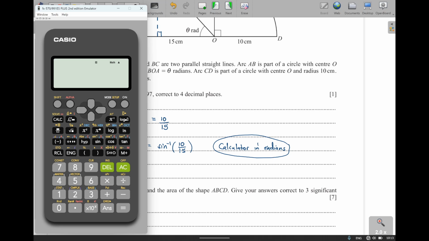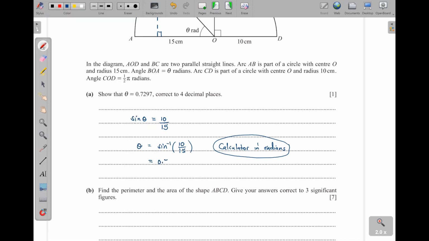So I'll get my calculator and then we get the answer. My calculator here is in degrees, so I have to change it to radians. Shift, then mode, rad is 4, and then I can put shift, then sine, then 10 out of 15. What does this give us? That is 0.7297, to 4 decimal places.